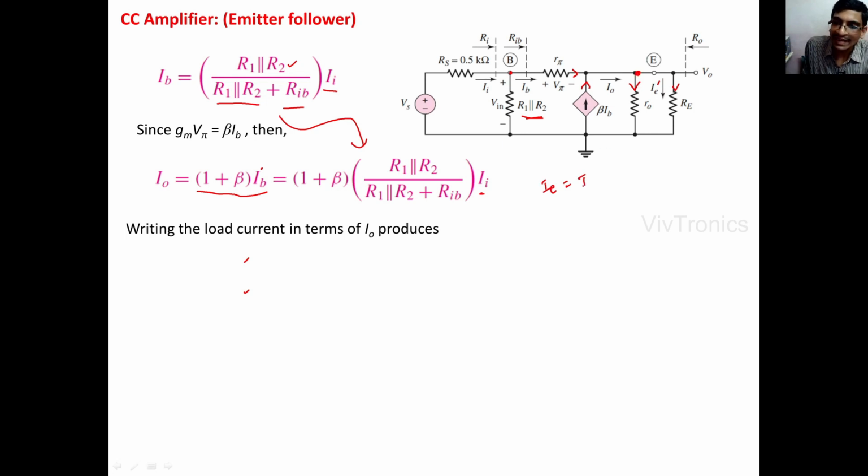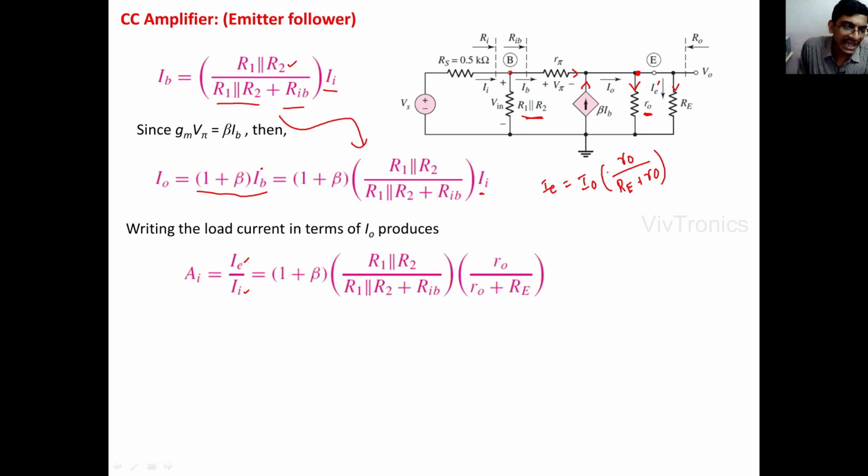The applied current is I naught into the opposite resistance. We need to get the current in the RE resistance, therefore the opposite resistance is R naught. Therefore R naught divided by the total resistance RE plus R naught, that is the output current IE. That is represented in terms of the I naught current equation. Therefore the current gain AI will be equal to IE divided by II.